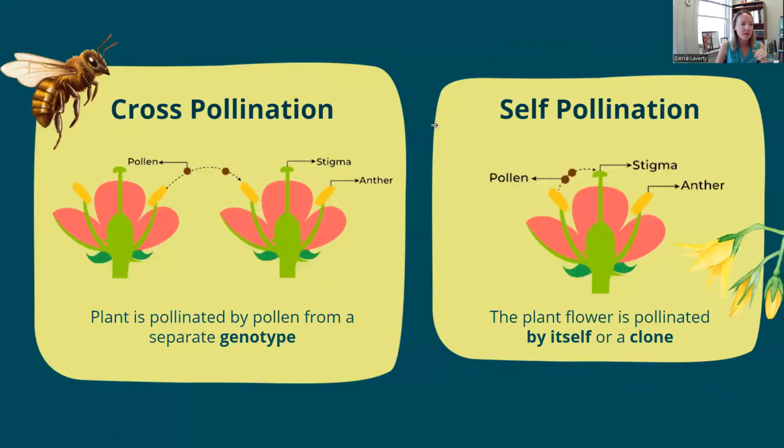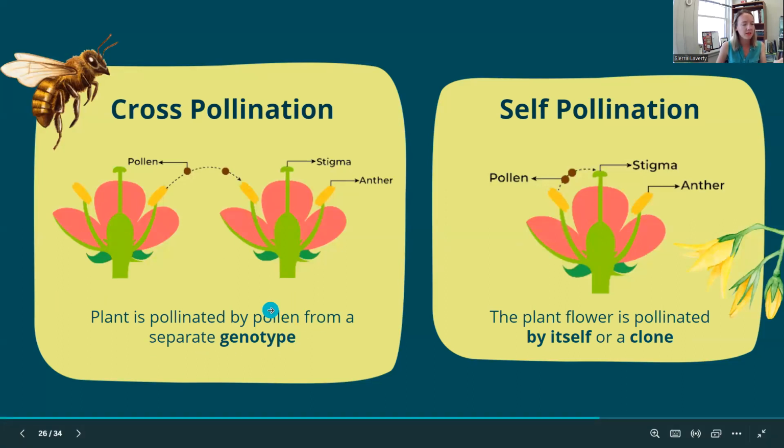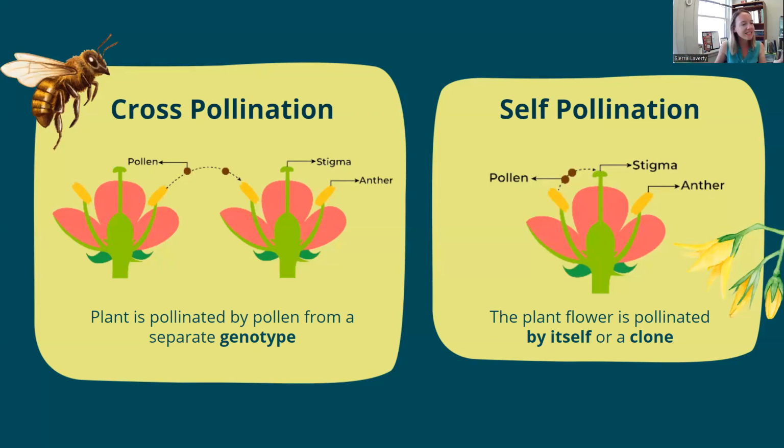We also have these terms cross-pollination and self-pollination. So when we're looking at how pollen is transferred on plants, are they doing it between plants? So this would be between plants of different genotypes. That means they are not exact clones of one another. They have slightly different genes.